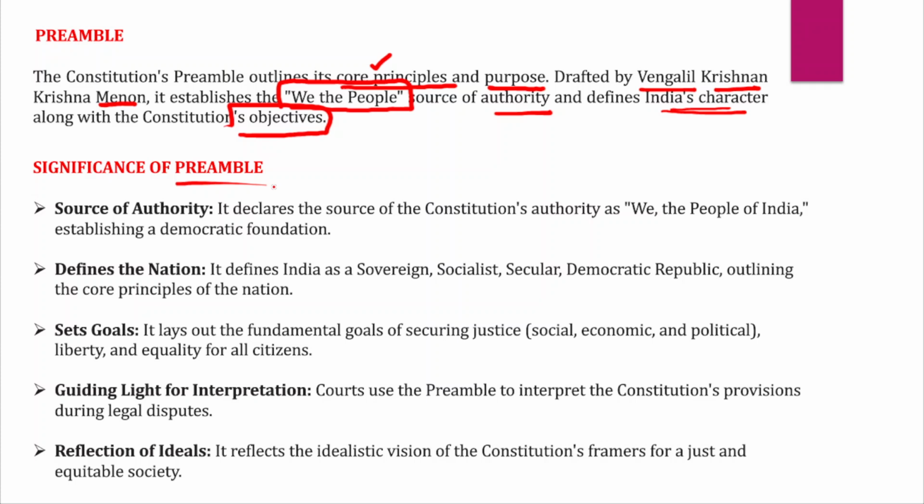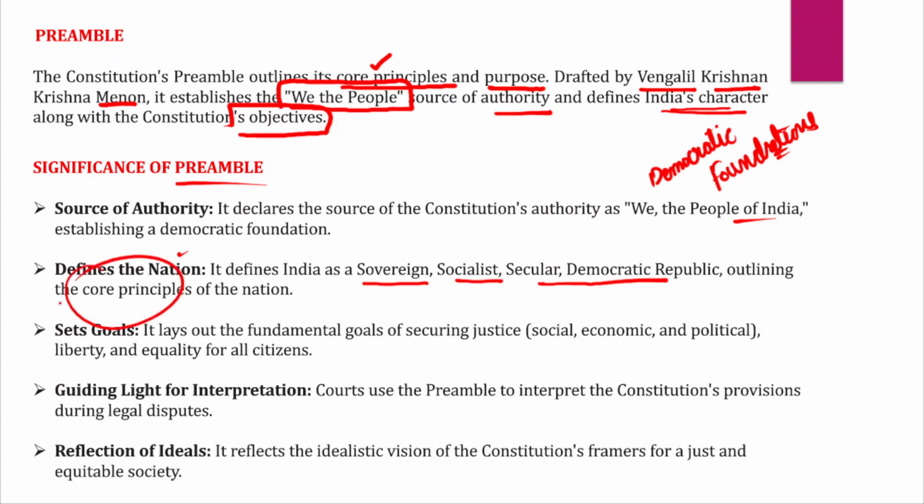So firstly, the source of power or the source of authority for the Indian Constitution is "we the people of India." So thereby it has established the democratic foundations in India, saying "we the people of India." The preamble also defines a nation. It also defines India as a sovereign, socialist, secular, democratic republic. Thereby it has outlined some core principles of the Indian Constitution.